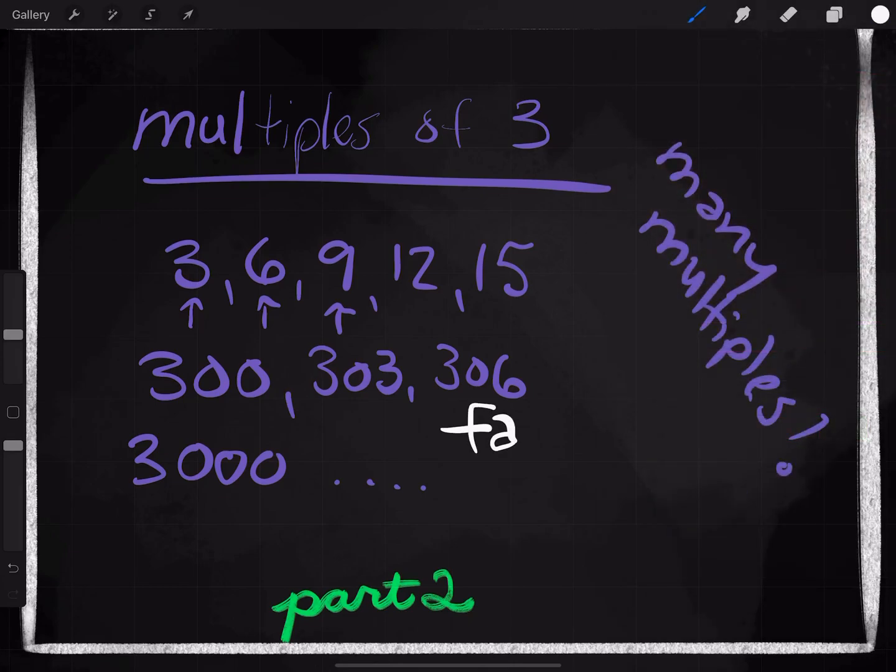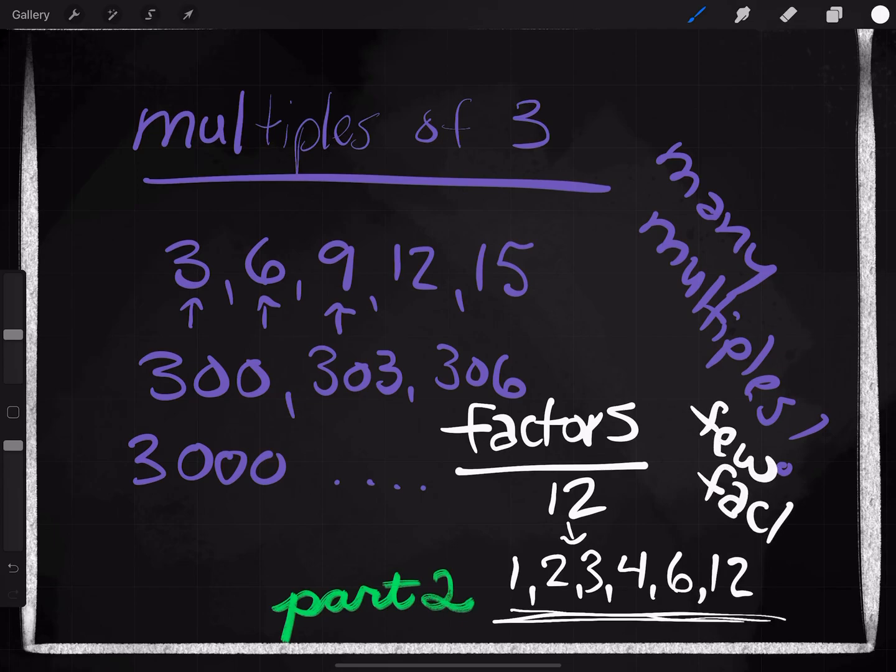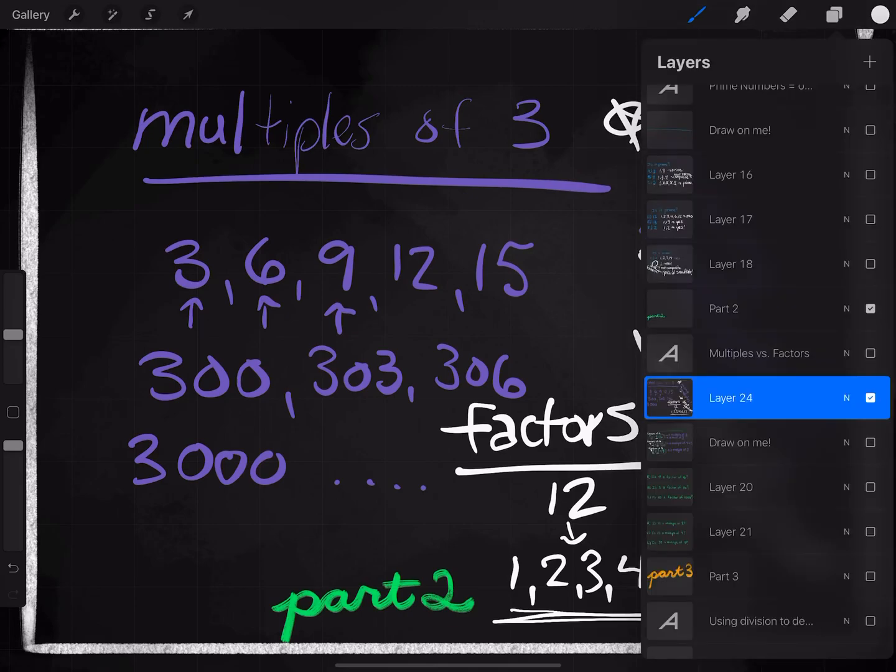Factors, I'll just put this on the same page. So let's say we have factors of 12. There's a limited number of factors. There's 1, 2, 3, 4, 6, 12. That's all the factors. You can't think of any more factors. So there are few factors. So one way of remembering that is to say many multiples, few factors. All right, let's go to the next exercise.